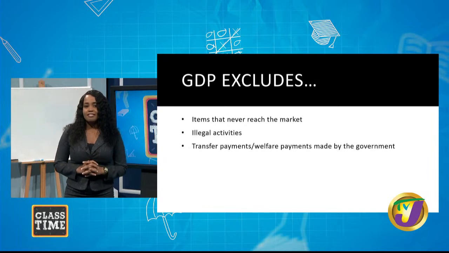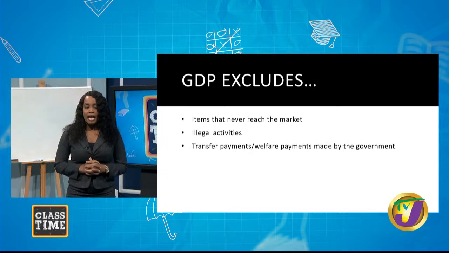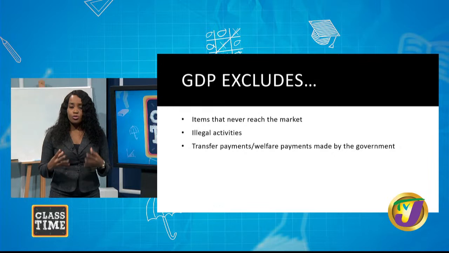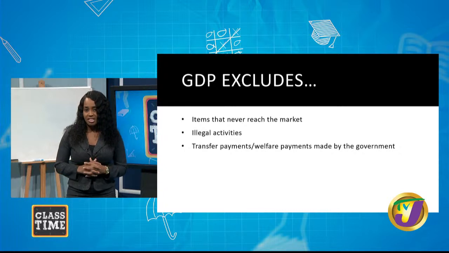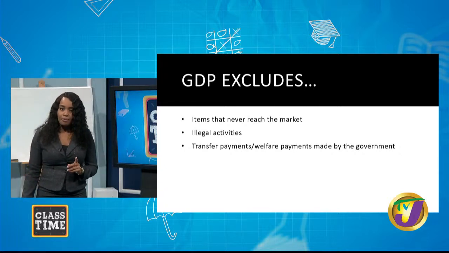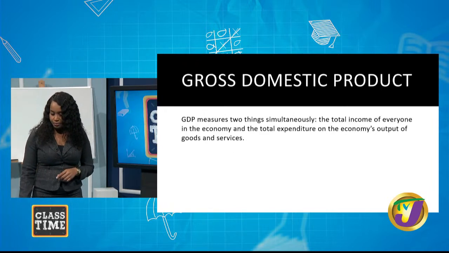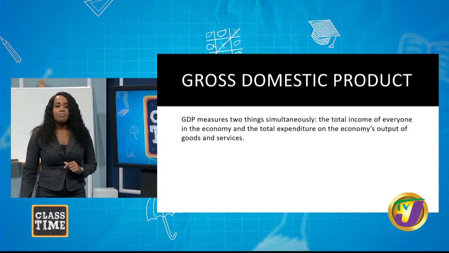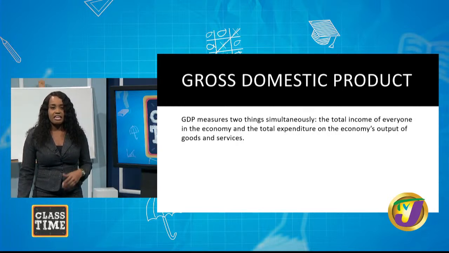Another example of something that GDP excludes. Say for instance, you receive some benefits from the government, right? Some sort of welfare payments. Because it's a payment to individuals that does not contribute to any production in the economy, it is also not included in GDP. So welfare payments are not considered a part of government expenditure when we're looking at the calculation of GDP. And GDP measures two things simultaneously. It measures income and expenditure. So the income that people earn, that's the same income that they spend to consume goods and services, and that's why GDP measures those two things simultaneously.